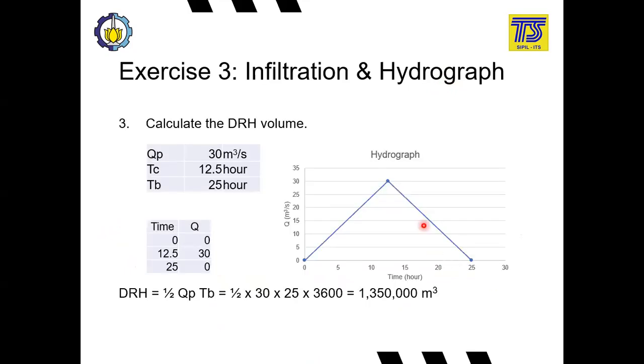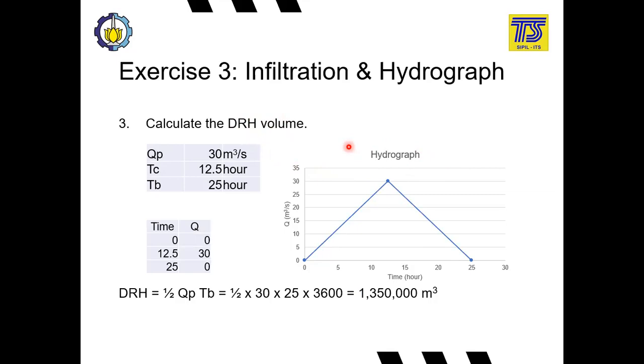And then the third question is to calculate the DRH volume. DRH is the direct runoff hydrograph volume, which means we have to draw the hydrograph first to know the volume of the hydrograph curve. To draw the hydrograph, we have to see the information from the problem. The problem said that we have a triangular hydrograph, but sometimes the problem doesn't state it clearly.